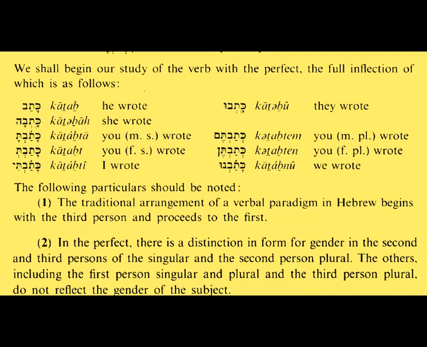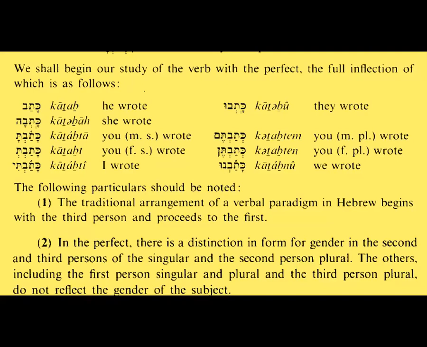In the plural, we have katavu, which is they wrote. Katavtem, katavten, and katavnu. So that's the third, the second, the first person. Notice that in the third person, there's only the one version for that, whether it's male or female. So a couple things to be noticed there. It mentions about 5 of those.